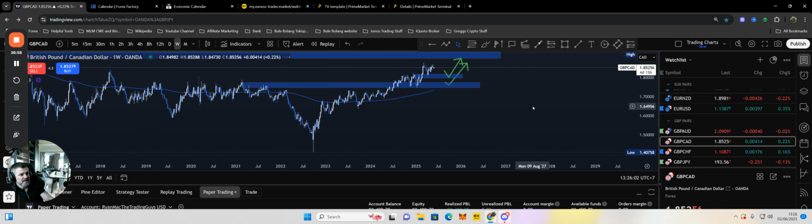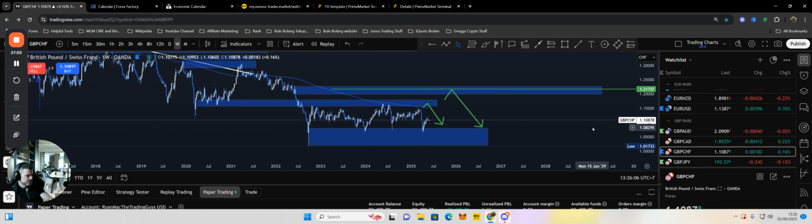GBP CAD, again, it's buys. There's just no value to buy, so I'm just moving on. You need to wait for value. GBP CHF, look, it's just ranging. It's dog shit, right? Again, there's nothing there.